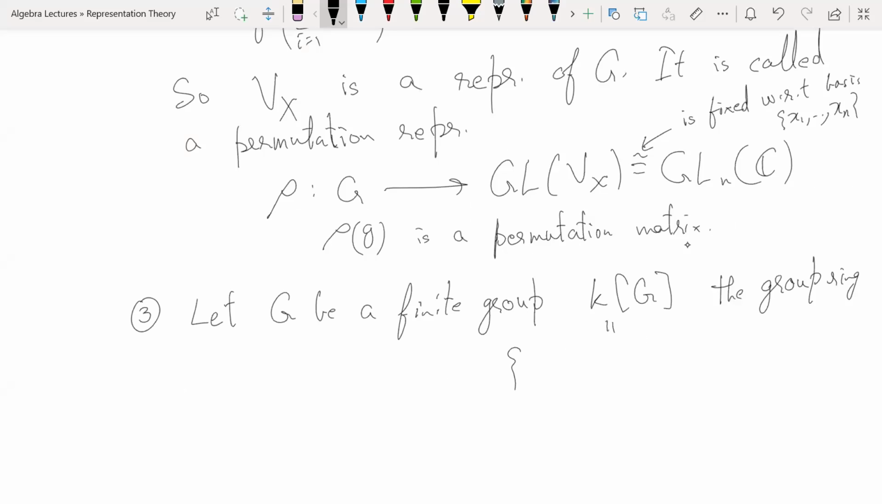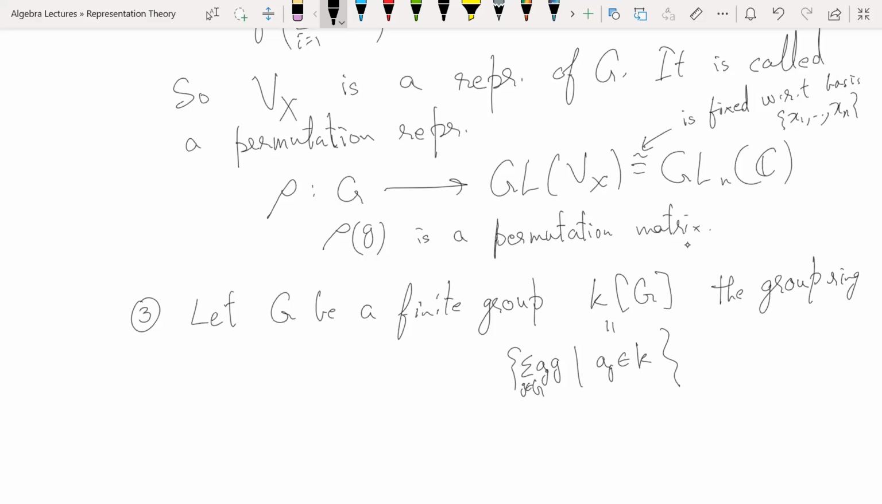So as a set, it is KG, or rather sums of the form sum of a_g g, where the a_g are elements of K and g is in G. So this is what this group ring looks like. It's actually a ring, so not only can you add elements, you can multiply them as well. But we will think of it as a vector space. So it's also a vector space.